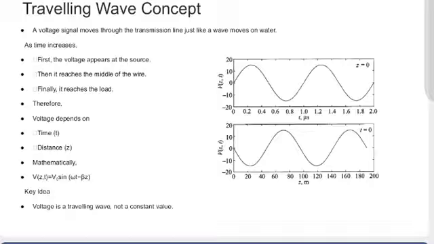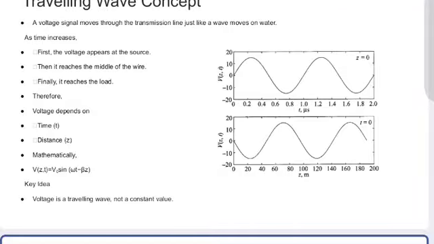So from this we can easily say that the voltage at any point of the wire actually depends upon only two different parameters. One is time, which defines what the voltage will be, and the second one is the distance, which also defines what the voltage will be in the wire. So when I define it mathematically, we could say that v z of t is equal to v naught sine omega t minus beta z, where t and z are nothing but the time and the distance along the wire.